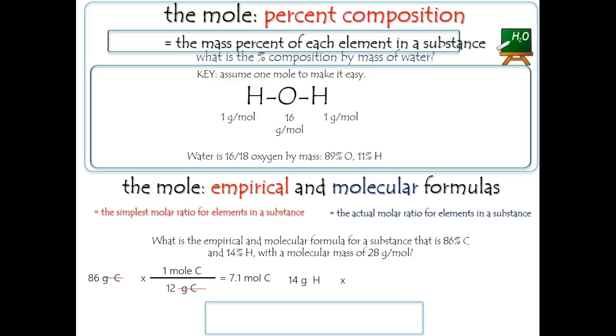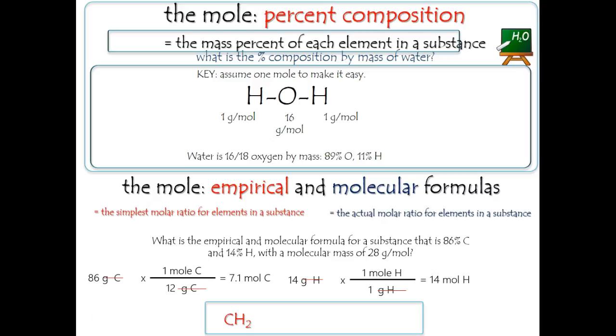We have 14 grams of hydrogen, if we're assuming 100 grams, but each one is 1 gram per mole, so we have 14 moles of hydrogen. I usually write this as C subscript 7.1 H14, and that's a finished form, it just hasn't been simplified. Now get the lowest common ratio, and that means divide by the little guy, right? 7.1 divided by 7 is 1. 14 divided by 7 is 2. Notice that we do have to do a little bit of rounding, and we get an empirical formula of CH2.